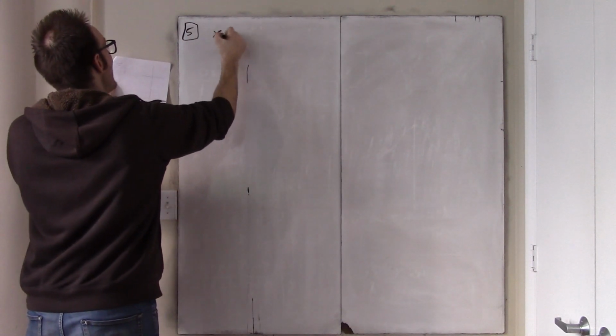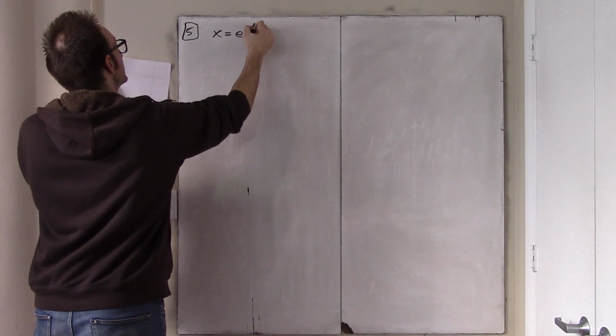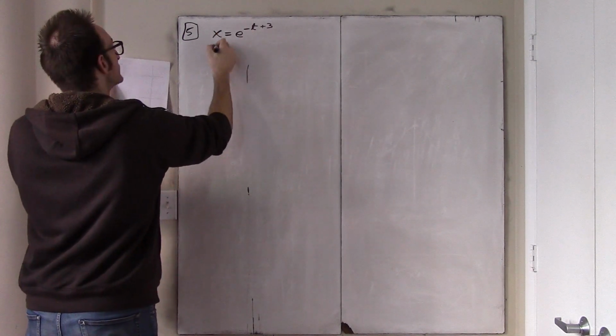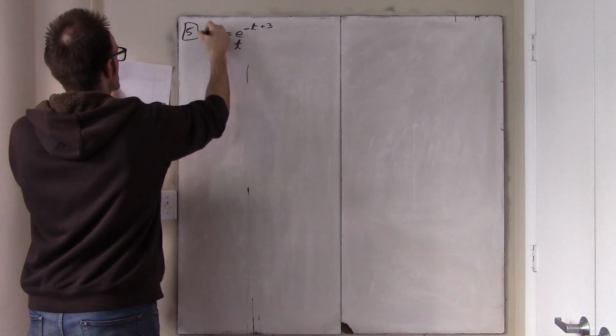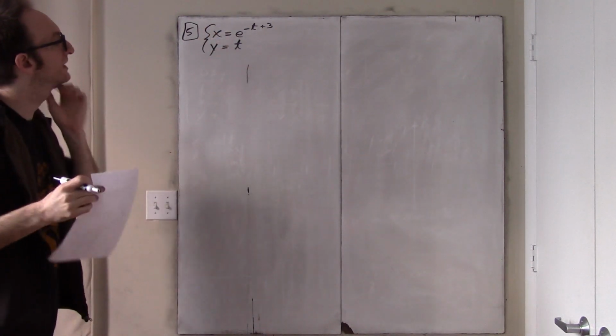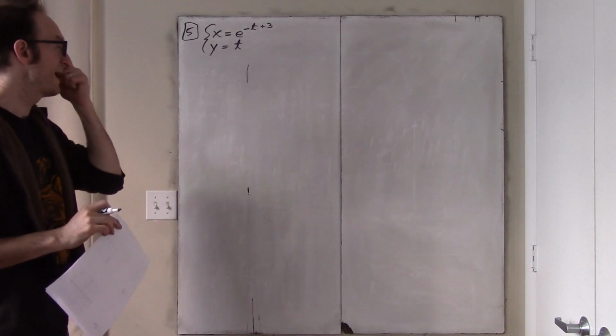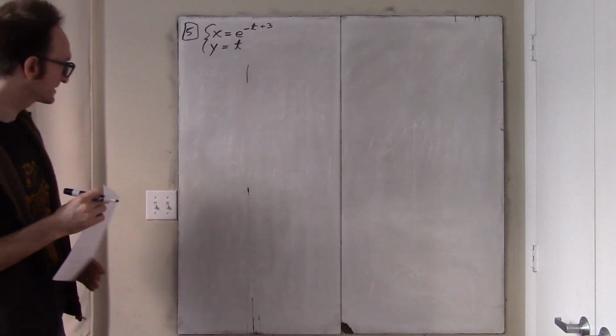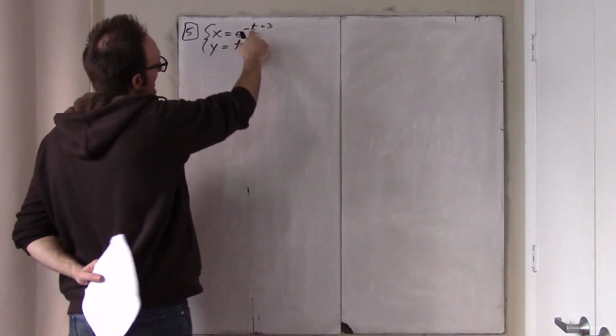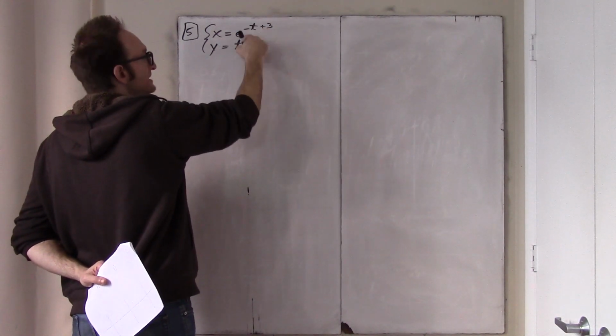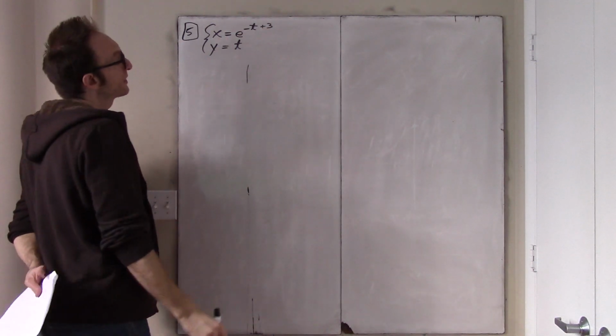What is 5? x equals e to the negative t plus 3, y equals t. So this is kind of barely parametric at all, because really y just kind of is t. And well, all right, let's go. What can I say about t? Well, I can take e to the anything, so I think there are no restrictions on t.